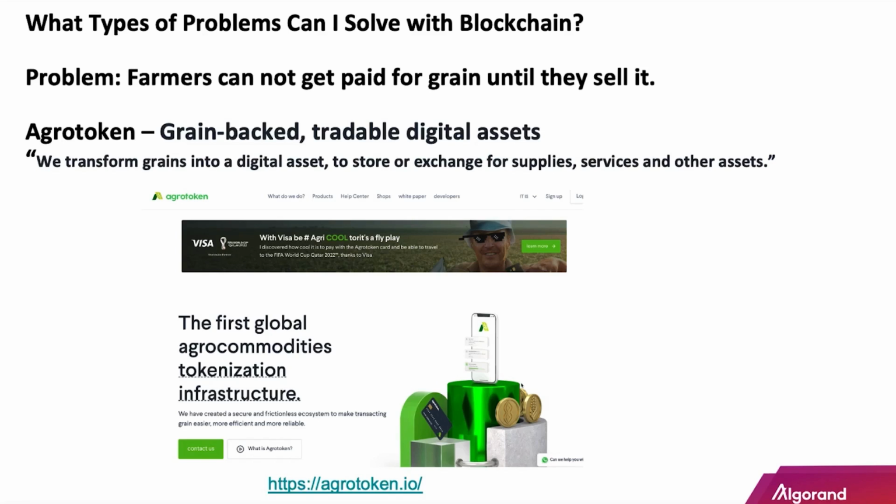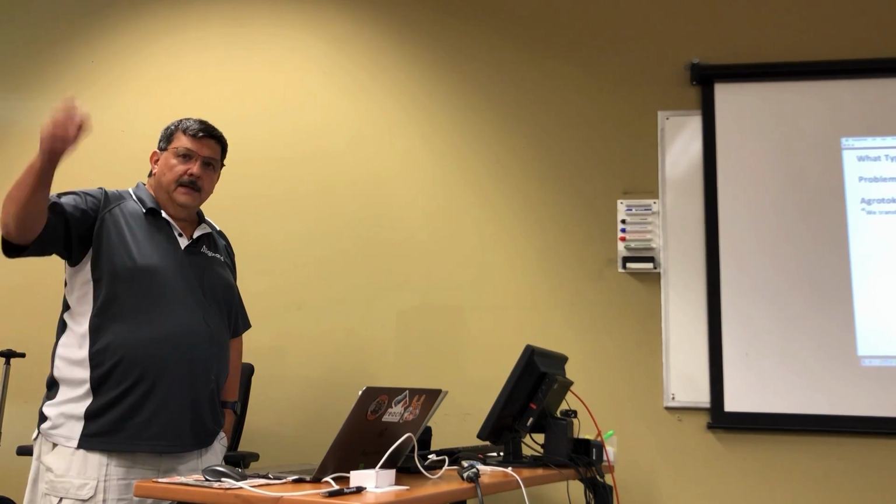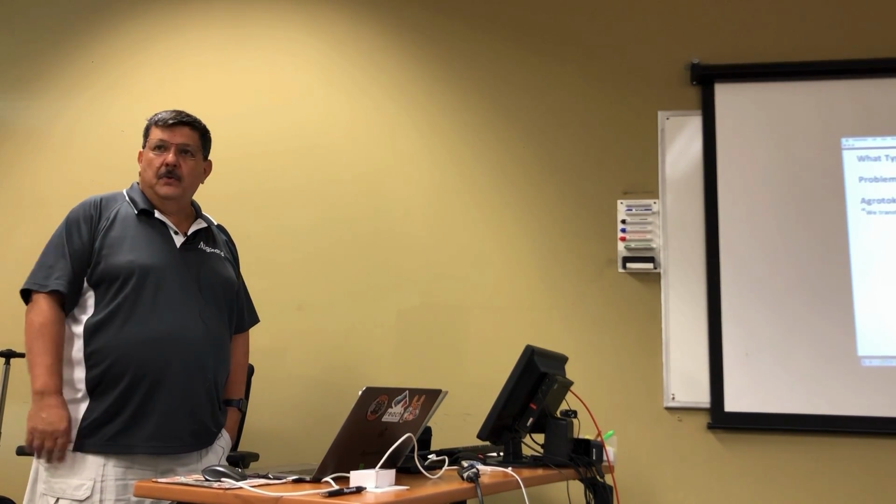So let's get right to it, right? What types of problems can I solve with blockchain? Well, here's the problem. Farmers cannot get paid for grain until they sell it. Now, I just went to Miami a couple weeks ago, and I trained some of the developers from AgroToken. AgroToken is a grain-backed tradable digital asset. So what they do is they come out to the farmer's place, and they look at the silos. They measure how much grain is in the silos.